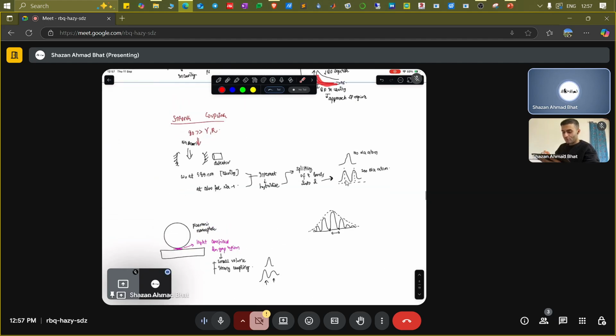Now, what happens in a strong coupling regime? I told you that for a strong coupling regime, the coupling of the two levels in a cavity is much greater than gamma and much greater than kappa. Let's represent kappa like this. This is kappa.